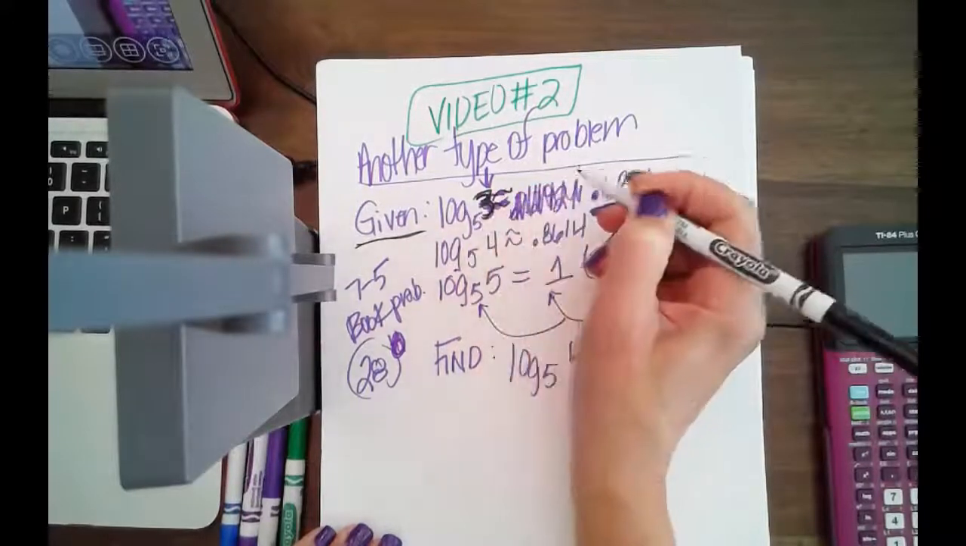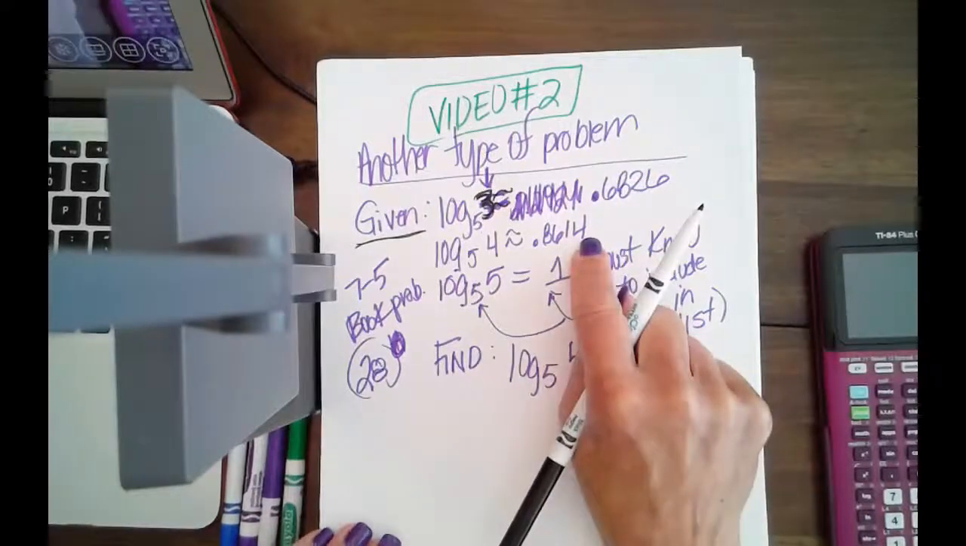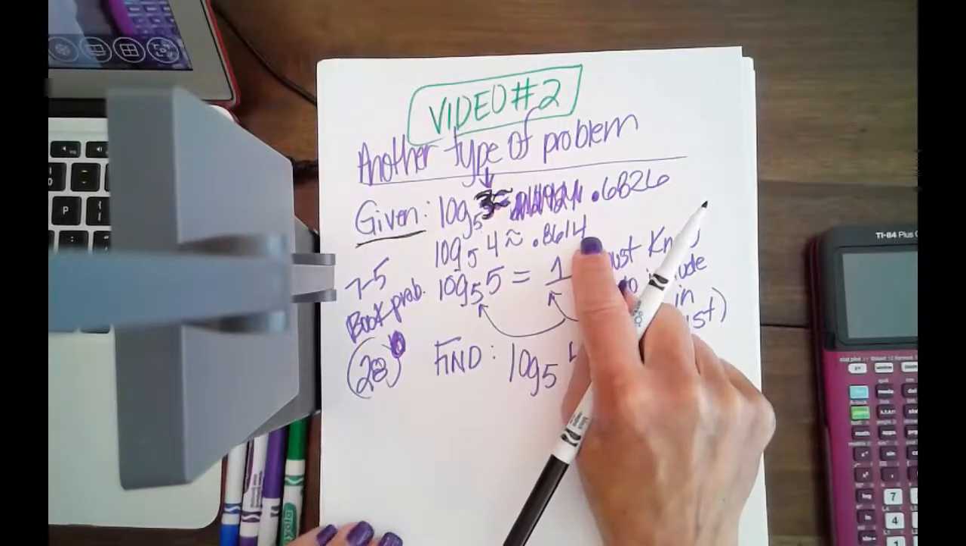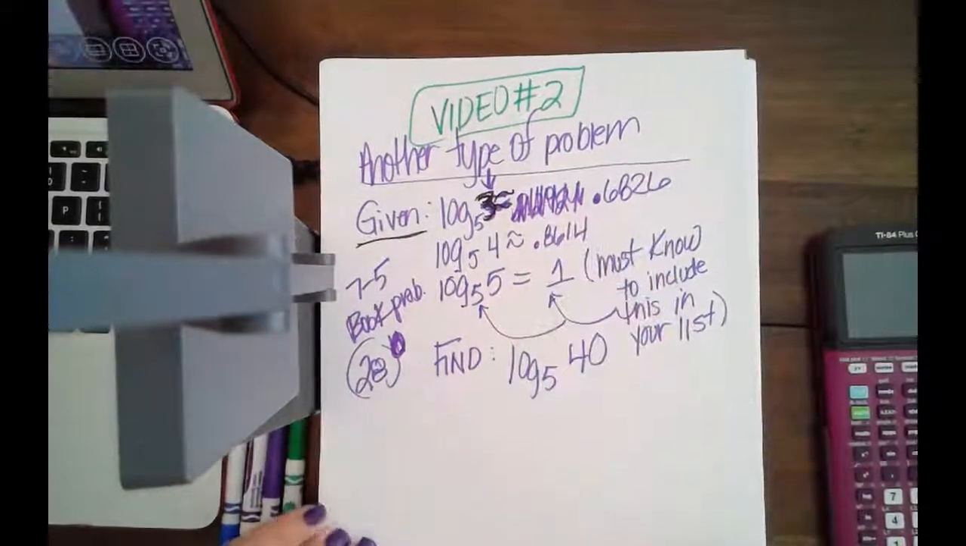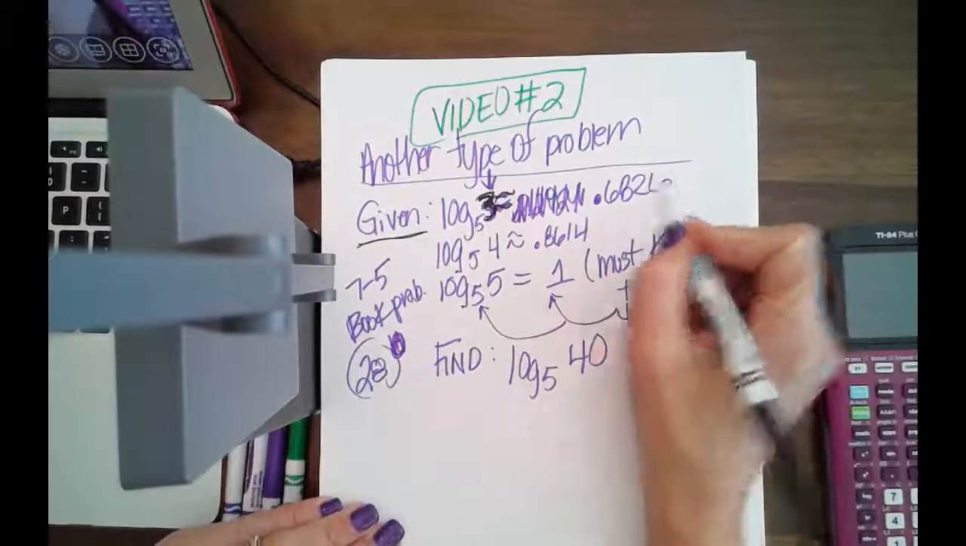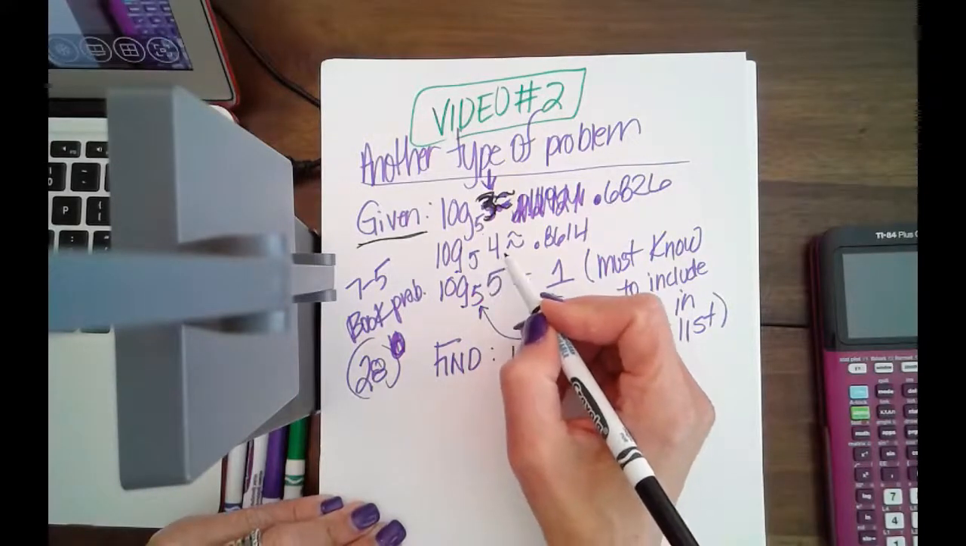Log base 5 of 3, they're giving us these, okay? Notice all of them are 4 decimals. 4 decimal places is customary for using logarithms, so I'd like for you to get in the habit, especially when we're doing these types of problems. So they gave us that. They gave us log base 5 of 4.